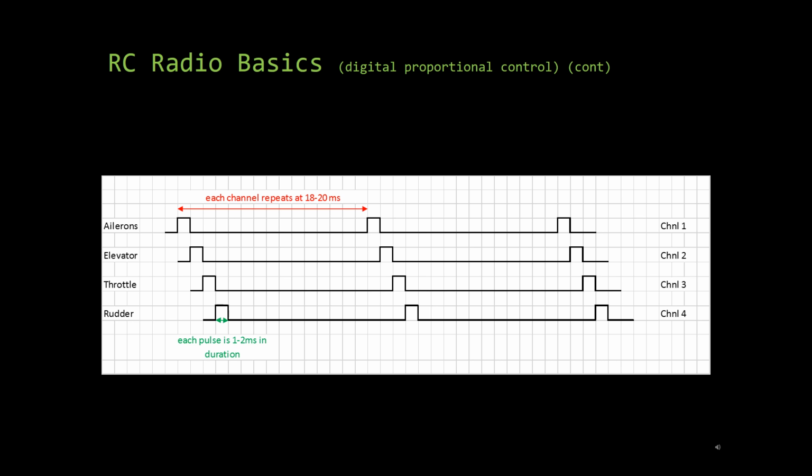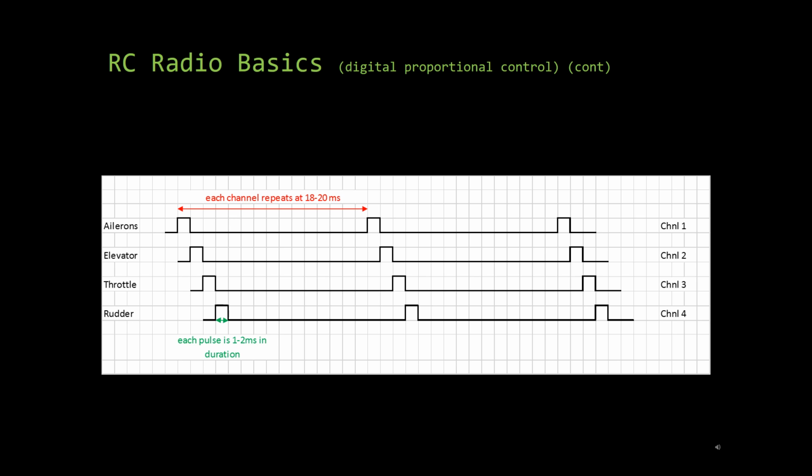Here's an idealized picture of what a pulse train for a digital RC radio looks like. So you've got the individual channels: ailerons, elevator, throttle, and rudder. So that'd be roll, pitch, throttle, and yaw. And for each channel, every 18 to 20 milliseconds, the receiver outputs a 1 to 2 millisecond pulse. Each pulse represents a certain control position.